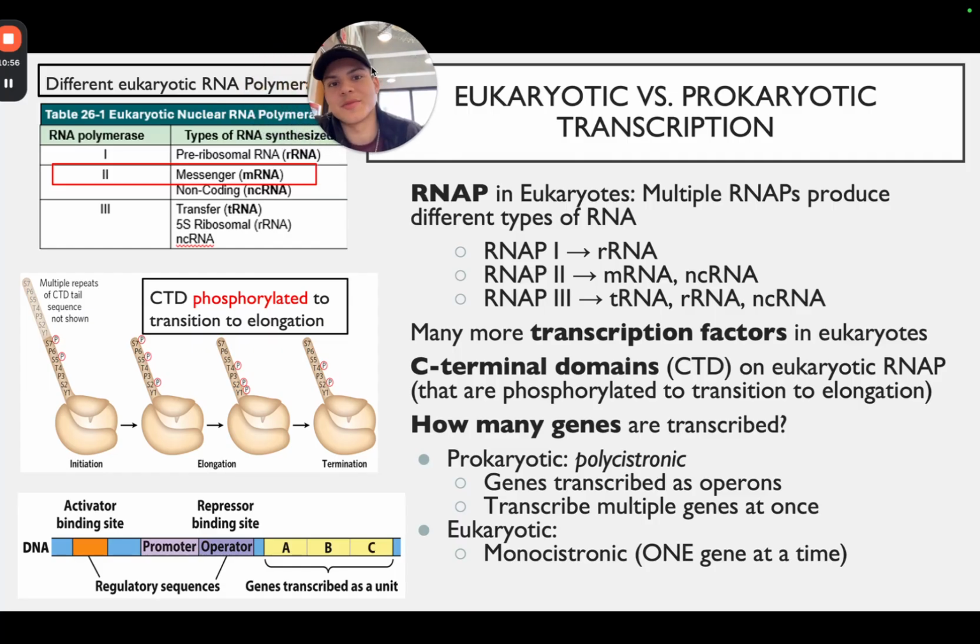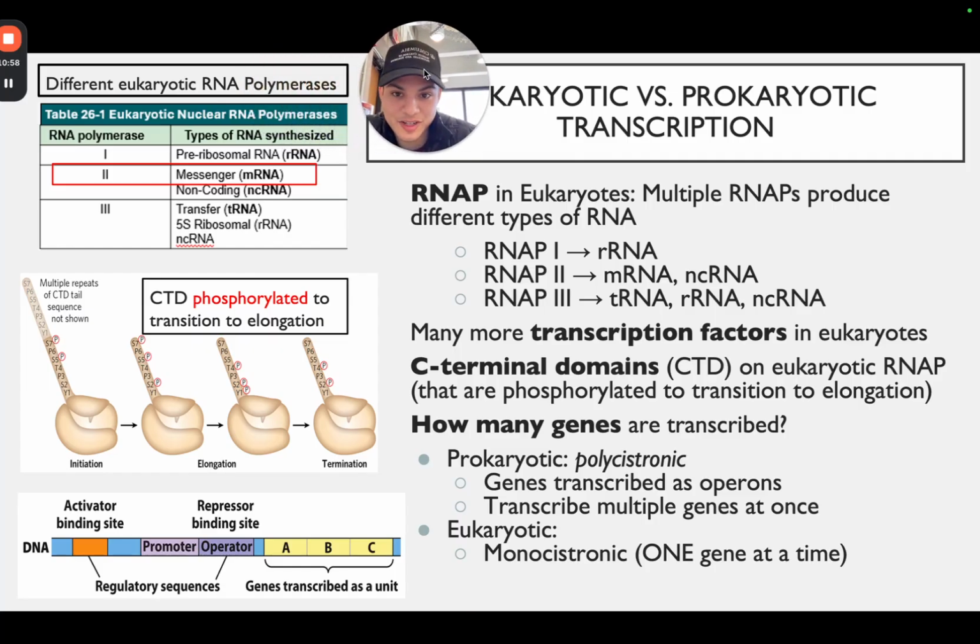Now, in terms of eukaryotic versus prokaryotic transcription, the RNA polymerases in eukaryotes, there are multiple RNA polymerases, and they're for different types of RNA. So for example, RNA polymerase 1 is going to be for the rRNA, and you do have to know which one is specific for each function. So take the time to get to know these, just put them through flashcards. RNA polymerase 2 is going to do mRNA and non-coding RNA, as you can see here on this top left diagram. And then you have RNA polymerase 3, which is tRNA, rRNA, and non-coding RNA again.